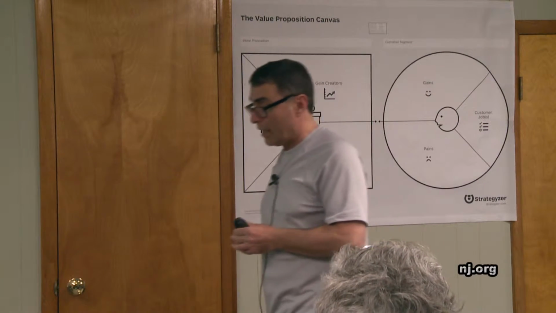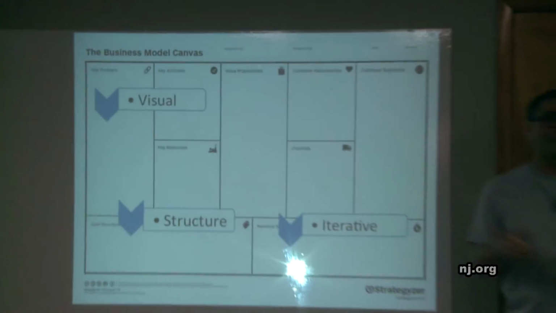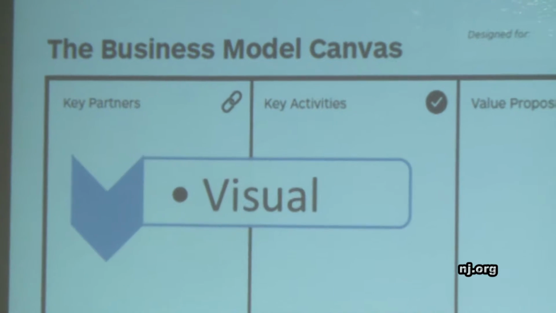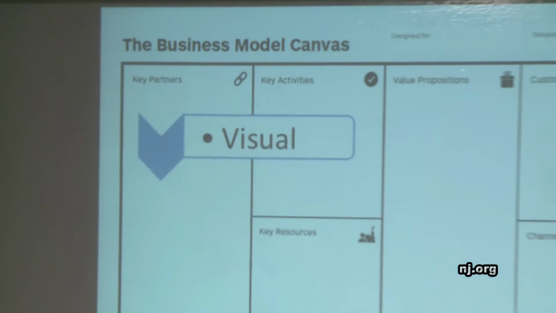And the business model canvas helps us in 3 ways. It's visual. We all process visuals better than text and audio. A picture's worth 1,000 words. It's sort of a corny phrase, but it really is true.